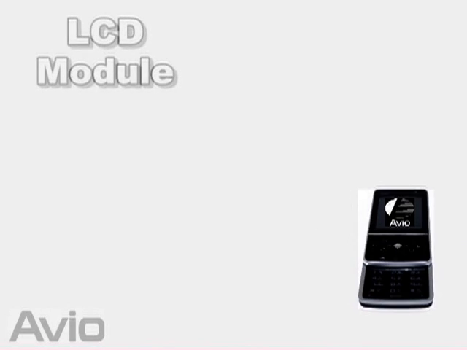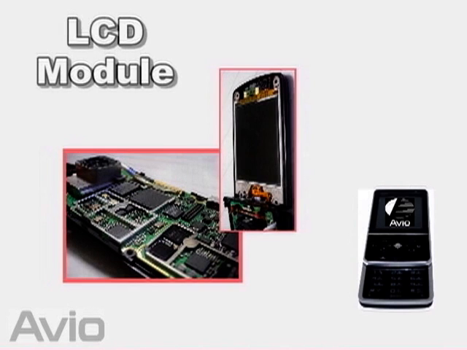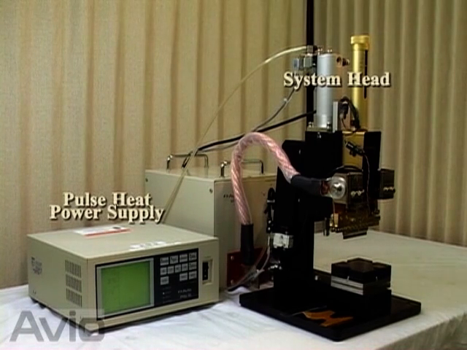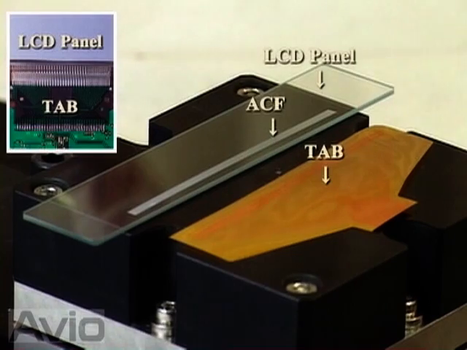An example of LCD module. In LCD assembly lines, pulse heat technology is being used in multiple processes. Introducing more examples in further detail.